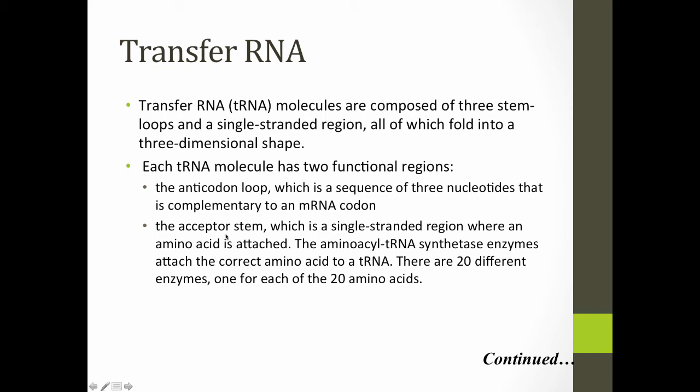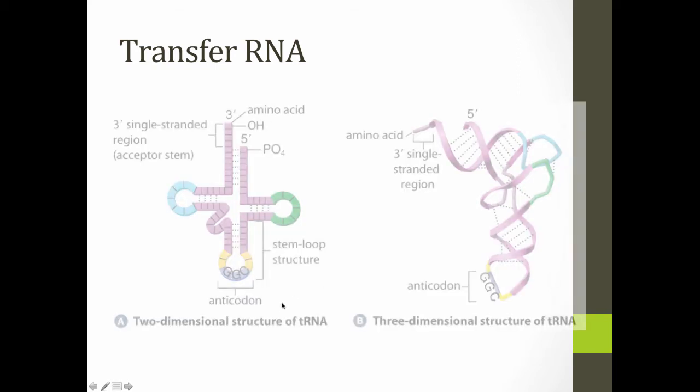The other end of the tRNA is an acceptor stem. The acceptor stem of a tRNA is a single-stranded region where an amino acid is going to be attached. When it has an amino acid attached, it's called an aminoacyl tRNA. There are a series of aminoacyl tRNA synthetase enzymes whose job is to make sure that the correct amino acid is attached to the correct tRNA. So there are 20 different synthetase enzymes, one for each of the 20 different amino acids.